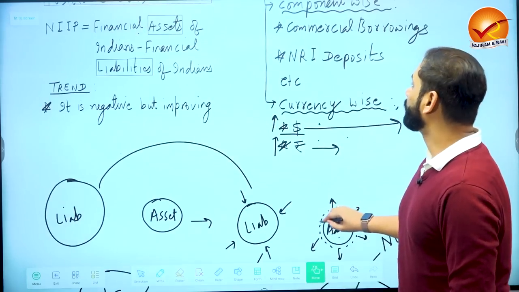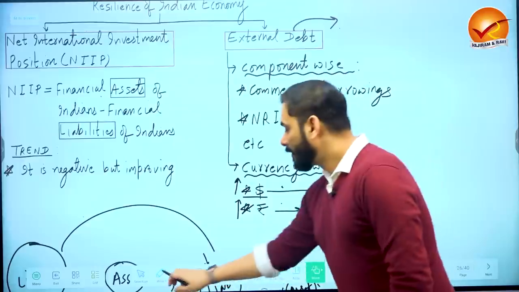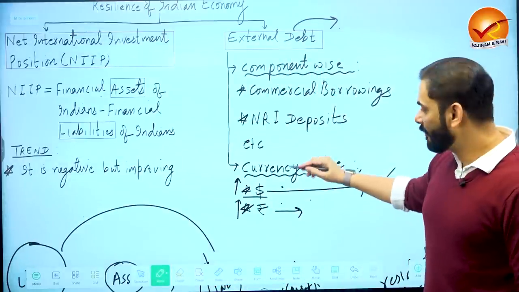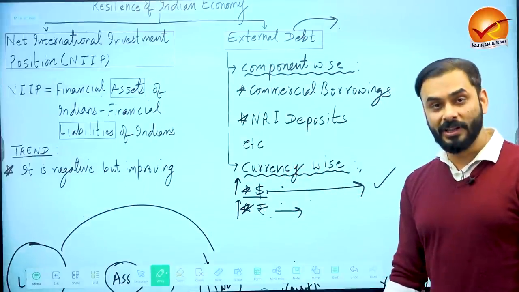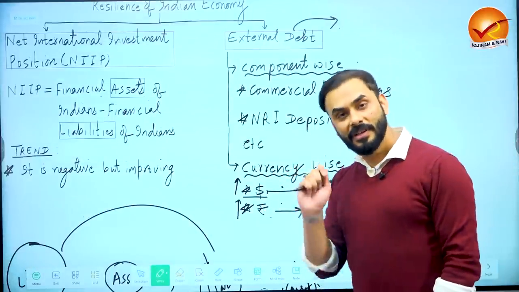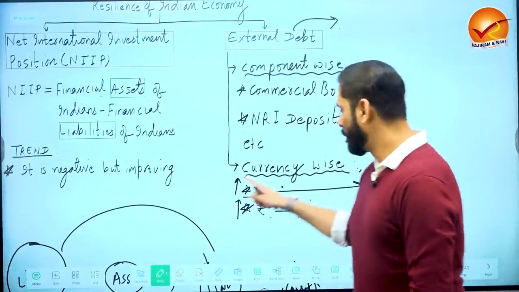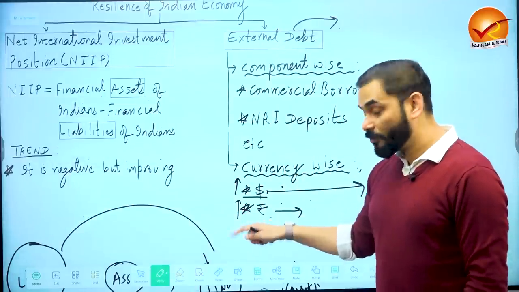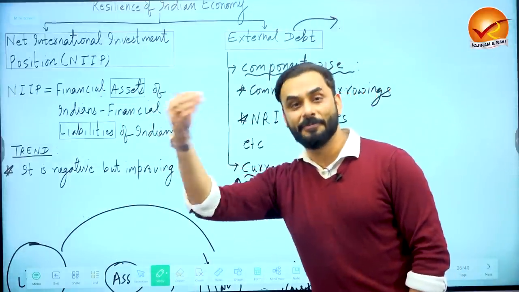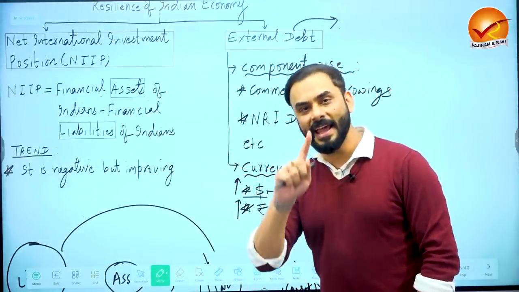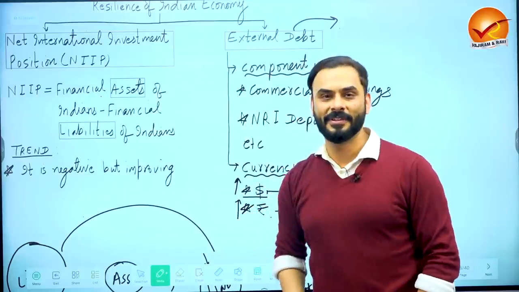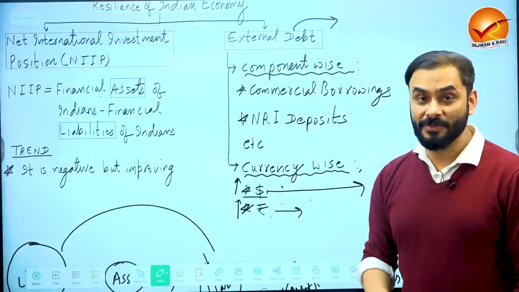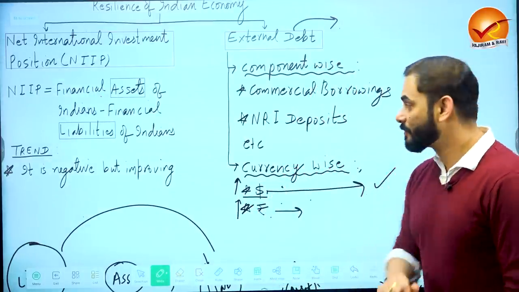So what do we see? We have seen that our external debt in the form of dollars has increased. Our external debt in the form of rupee has also increased. And one of the reasons because of which our external debt in the form of rupee has increased is because NRIs have deposited a lot of cash in NRE account, non-resident external account. Fine. So this kind of information might be asked in UPSC prelims.